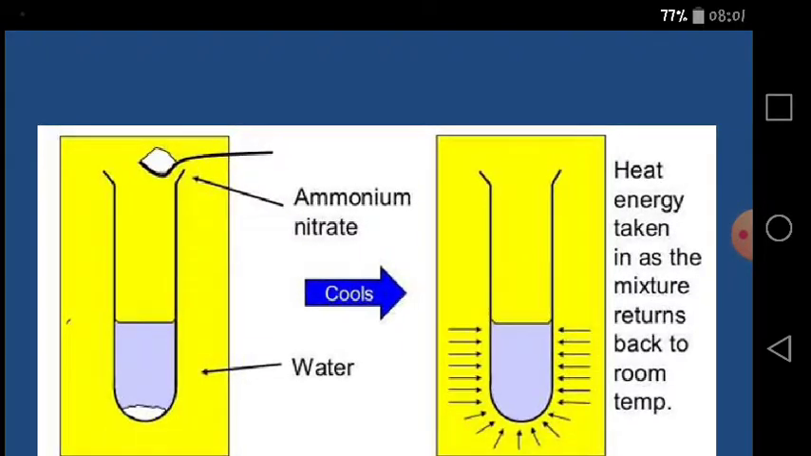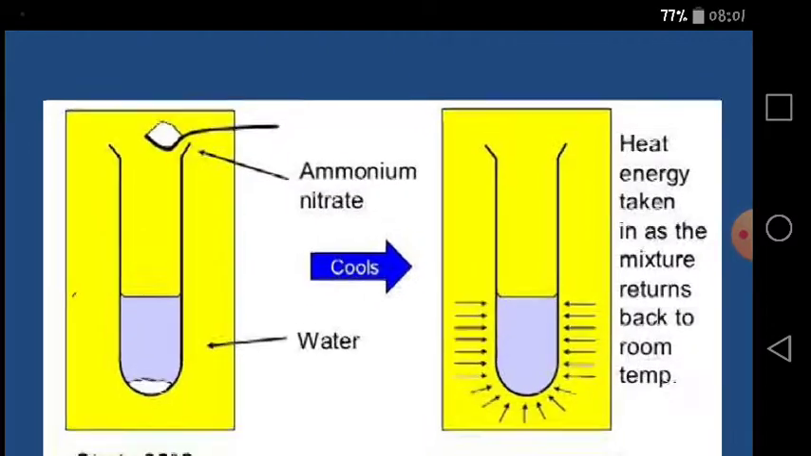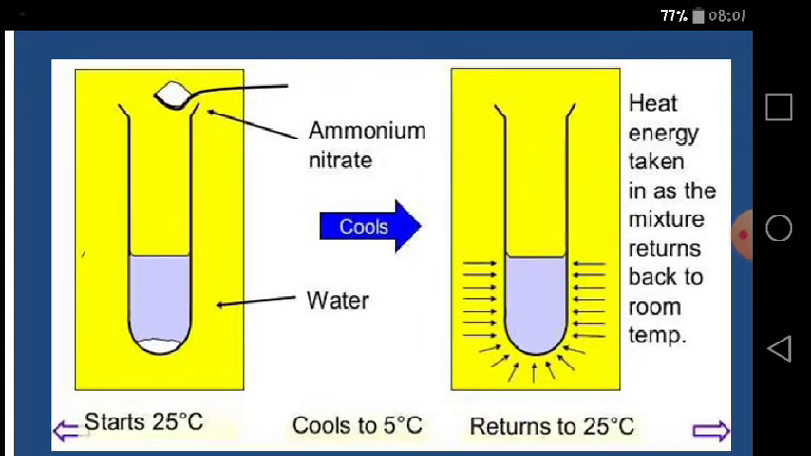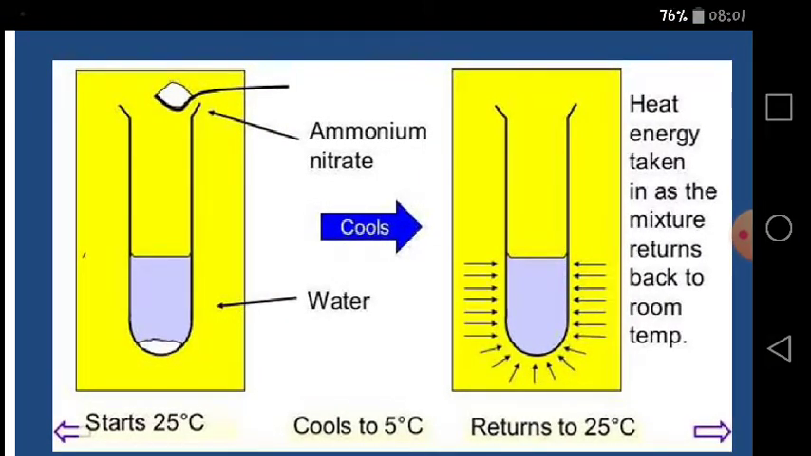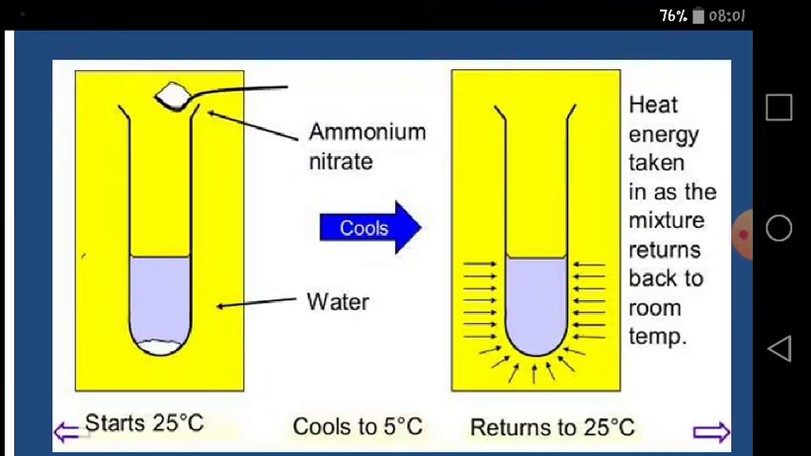In step 2, we have to take 5 cubic centimeters of tap water and then add 1 gram of ammonium nitrate. You can see from this diagram, before adding you have to note the temperature of the water and then you have to add ammonium nitrate. You can see from this diagram heat energy is taken in as the mixture returns back to room temperature. That will happen next, but first the solution will cool to 5 degrees centigrade.